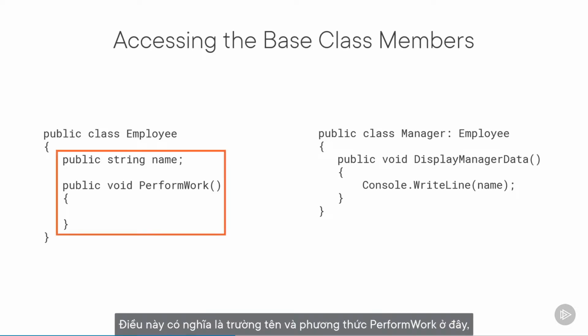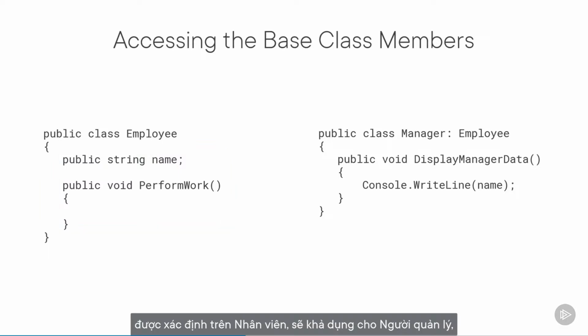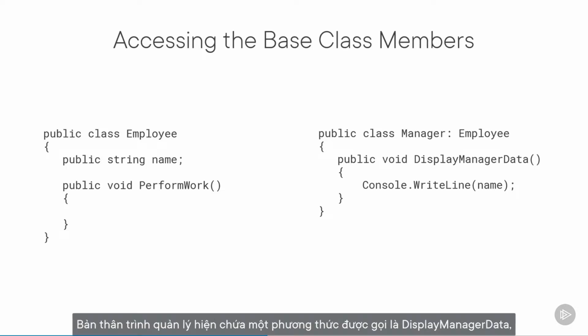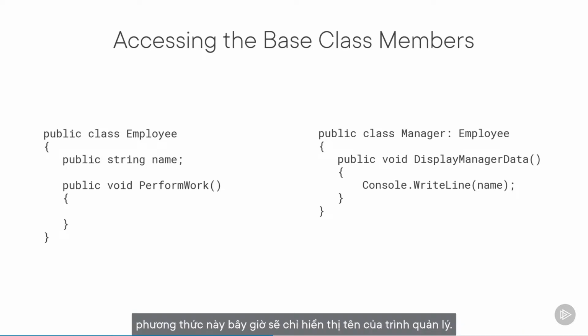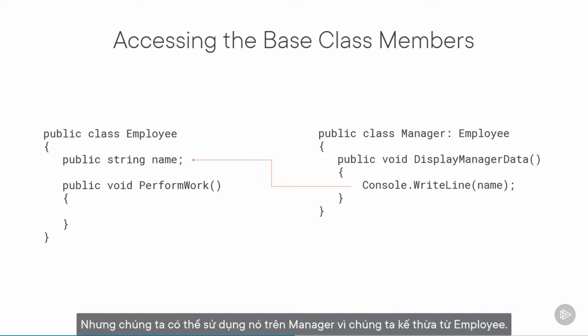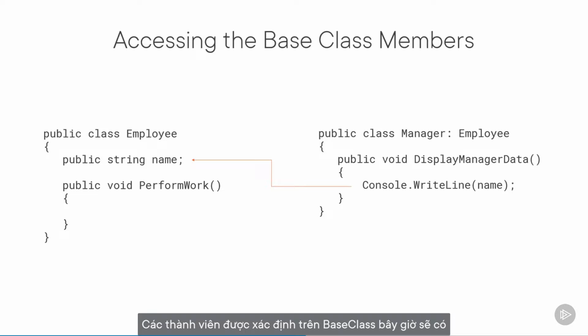This means that the name field and the perform work method here, defined on employee, will become available for manager, as if they were part of manager directly. That is what you see here. Manager itself now contains a method called display manager data, which for now will just display the name of the manager. But notice that manager doesn't contain the name field. No, that is defined on employee, but we can use it on manager because we inherit from employee. Members defined on the base class will now become accessible for the derived class.